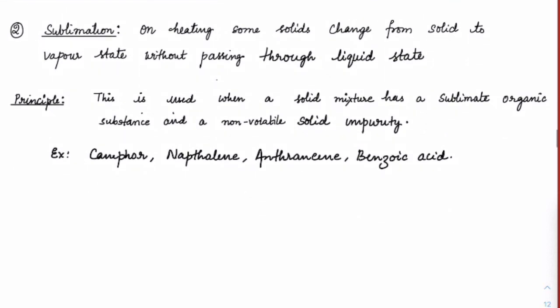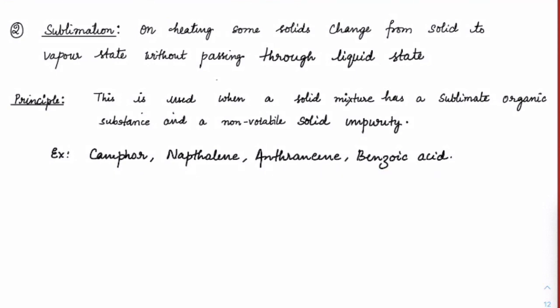Next is sublimation. Sublimation is very straightforward. There are certain solids which directly convert into vapor state, rather than having a liquid state existence, which is very less. For instance, carbon dioxide, iodine. So if those solids directly change from solid to vapor state, that can be used to separate through sublimation. Best examples are camphor, naphthalene, anthracene, benzoic acid.